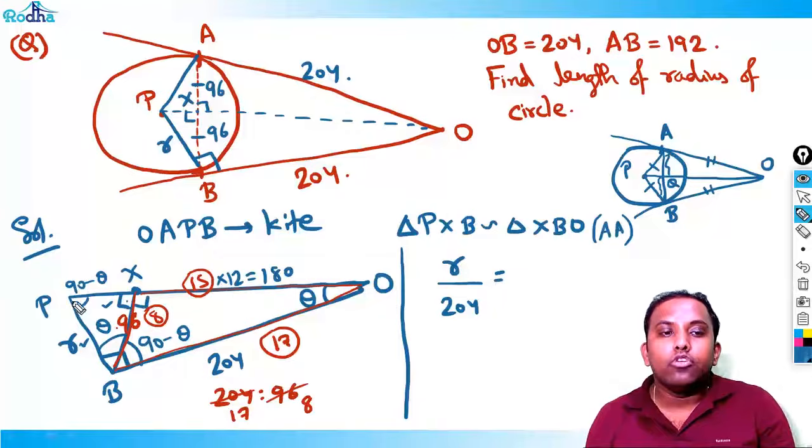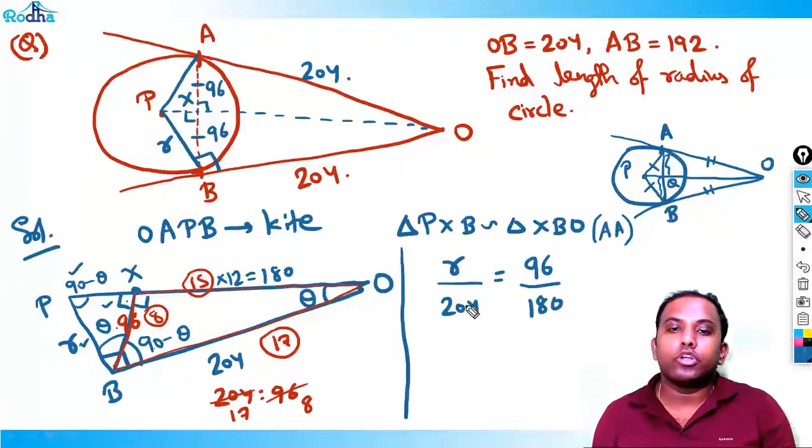One more you take. From this angle, you have to pick 90 minus theta. You won't pick theta because theta opposite is not known. So you will pick 90 minus theta. In this triangle, 90 minus theta opposite is 96, and in this triangle, 90 minus theta opposite is 180. Yes, the question is solved now.